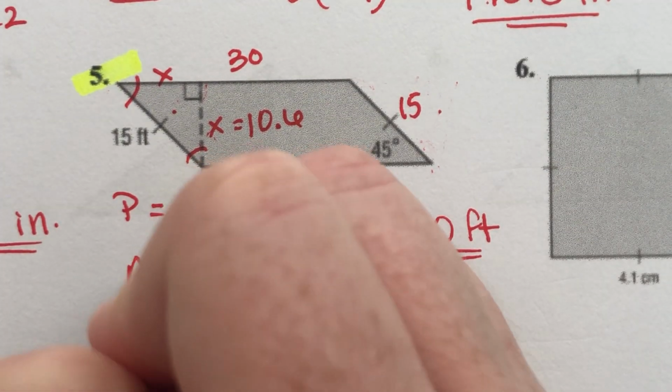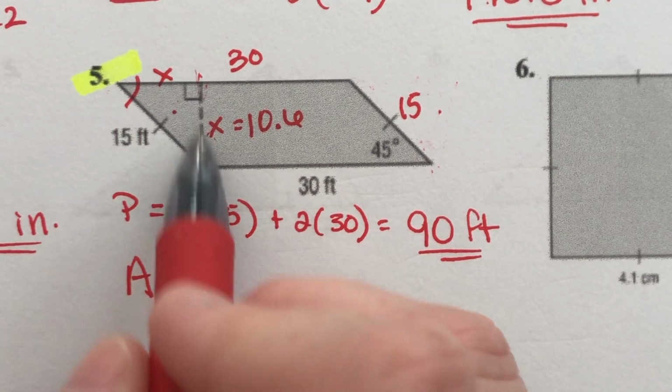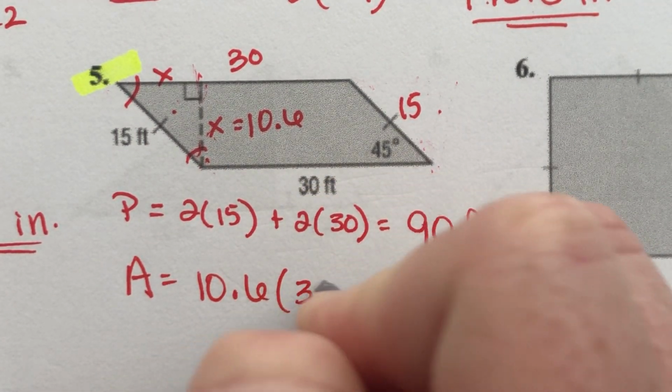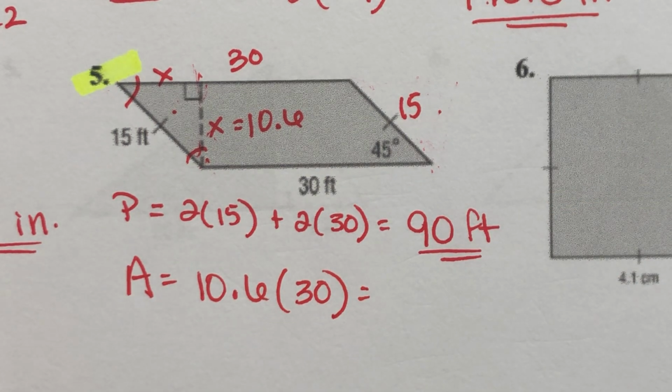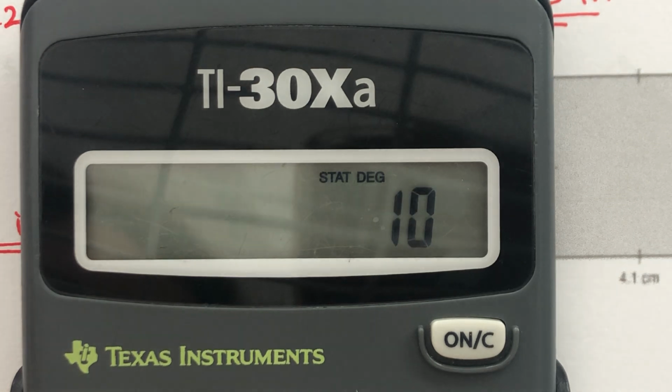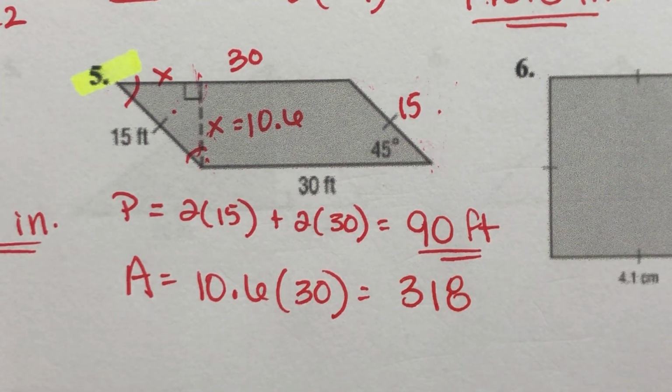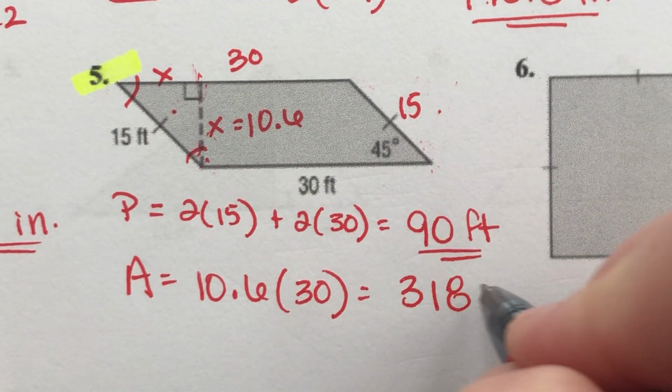So to figure out the area, I'm going to multiply the height, 10.6, by the base of 30. And calculator, 10.6 times 30. 318. About 318 square feet.